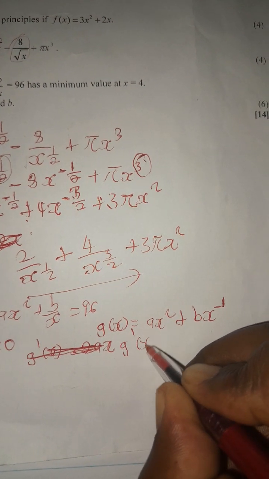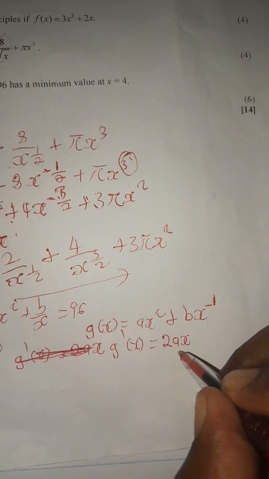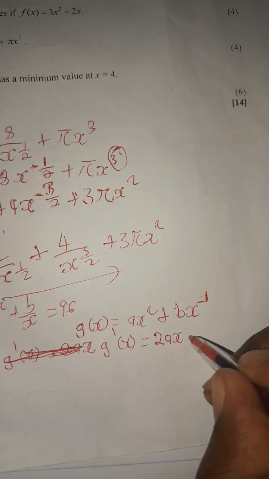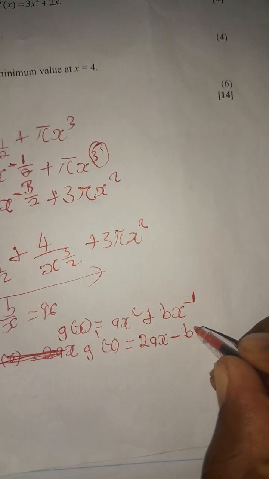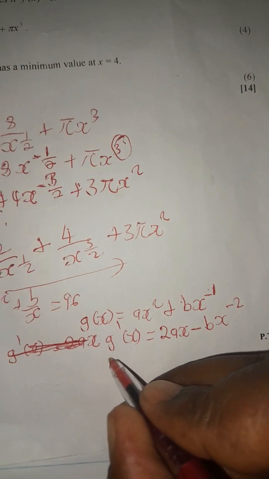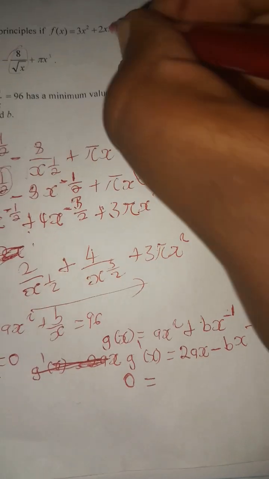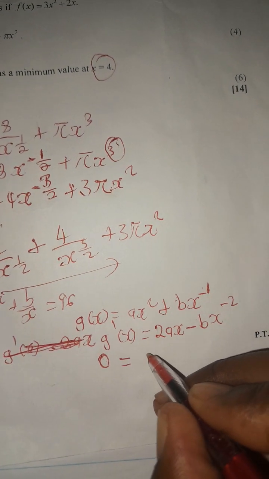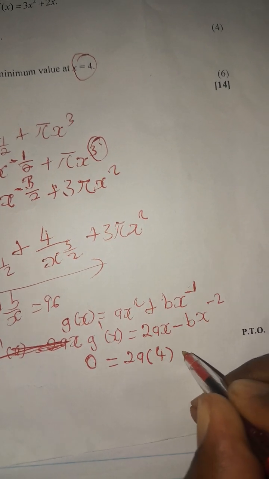The derivative of this will be 2ax, because 2 times a is 2a, then 2 minus 1 gives x. Then we have b times -1, that's going to be negative b, and -1 minus 1 is -2. Remember that at g'(x) you're going to place 0, and you have been told that at minimum x is equal to 4, so we are going to put 4 there.